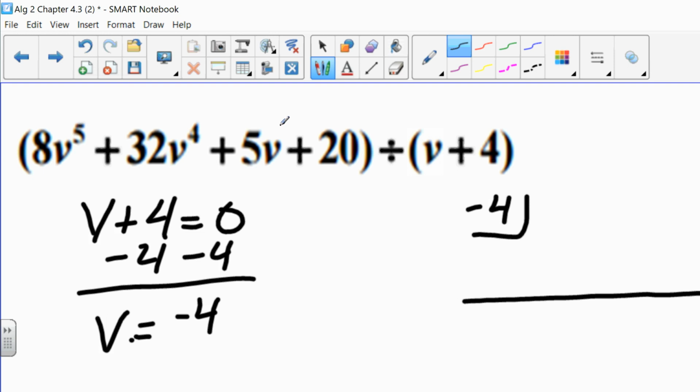The numbers that go across the top would be 8, 32. We would not have 5, 0. Because we have the fifth power is 8, fourth power is 32, so third would be 0, second would be 0, first is 5, and then we would have 20. So we need to make sure we do have each and every single one.